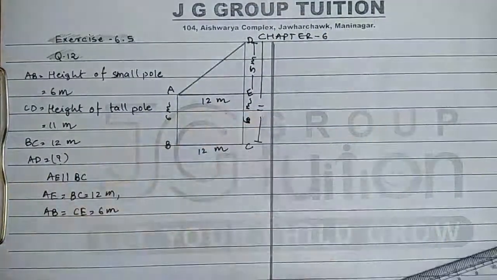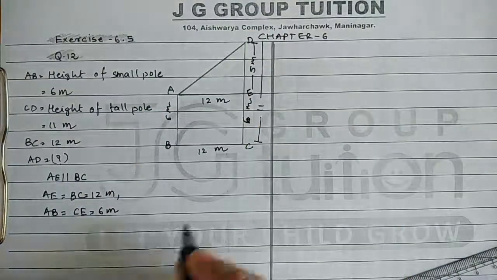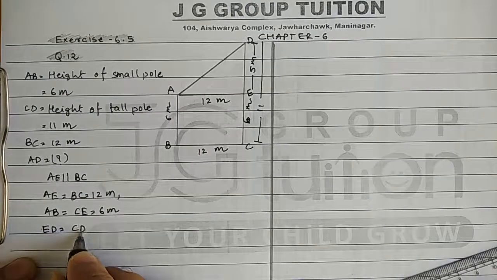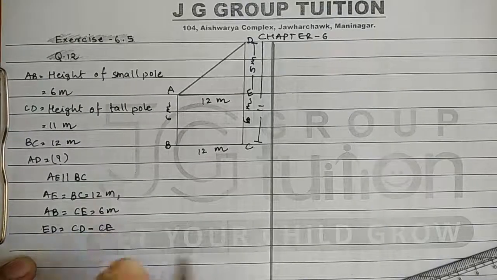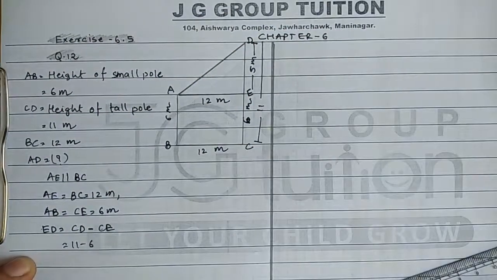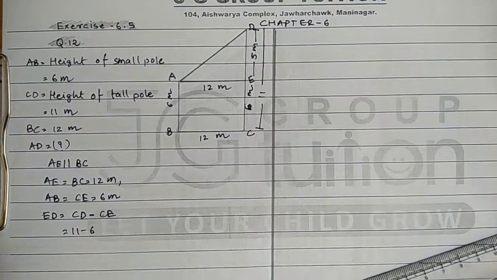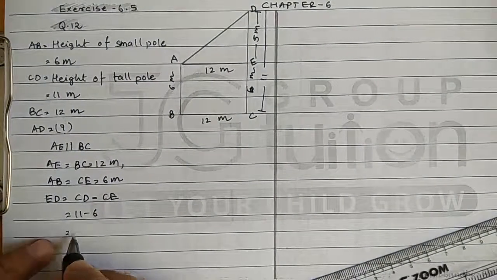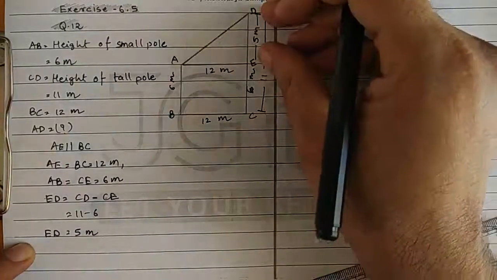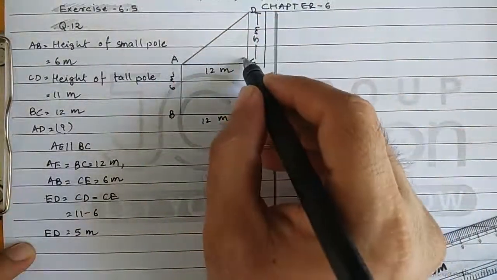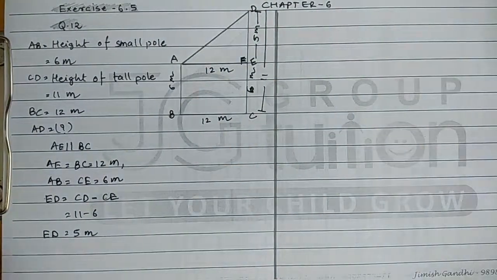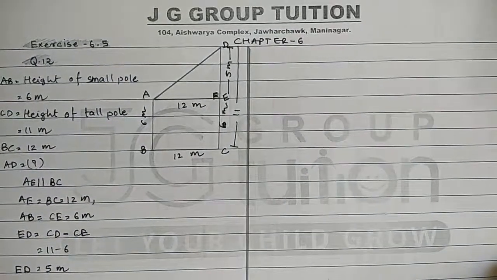Now you can see that we got this triangle AED. So let us first write down that ED is equal to CD minus CE, that is 11 minus 6. So here we are obtaining the length of 5 meter. That is ED, which we obtain here. Now AE, we said, is the same as BC, so it is 12 meter. Now let us continue here.